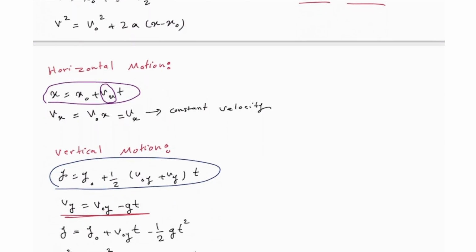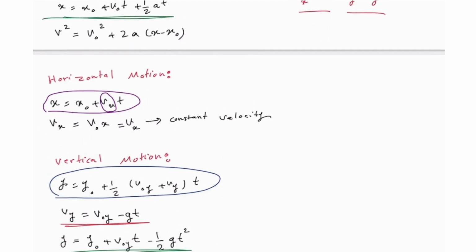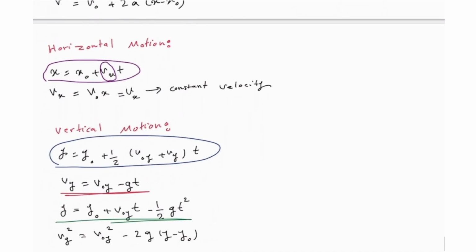The third equation is the same as this one, and again, x replaced by y, x0 replaced by y0, v0 replaced by v0y, and a replaced by negative g. And as you can guess, the same thing with this final equation.